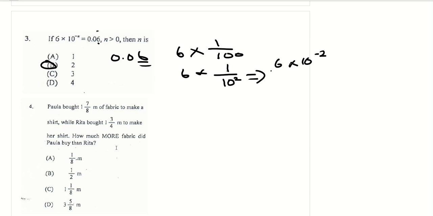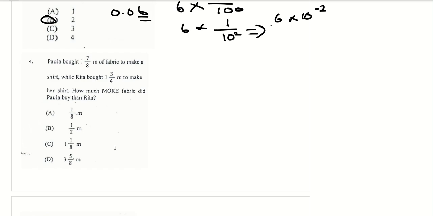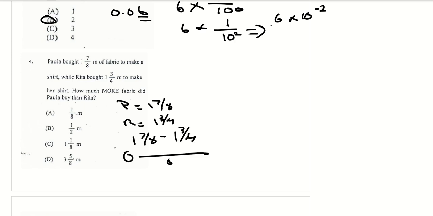Right? Let's read this. Paula bought 1 7/8 meters of fabric to make a shirt, while Rita bought 1 3/4 to make her shirt. How much more fabric did Paula buy than Rita? Basically, they're asking you for the difference: 1 7/8 minus 1 3/4. The LCM here is 8. 1 minus 1 is 0. Multiply 3/4 by 2 to get 6/8, then 7 minus 6 is 1. So it's 1 over 8. So the answer is E.